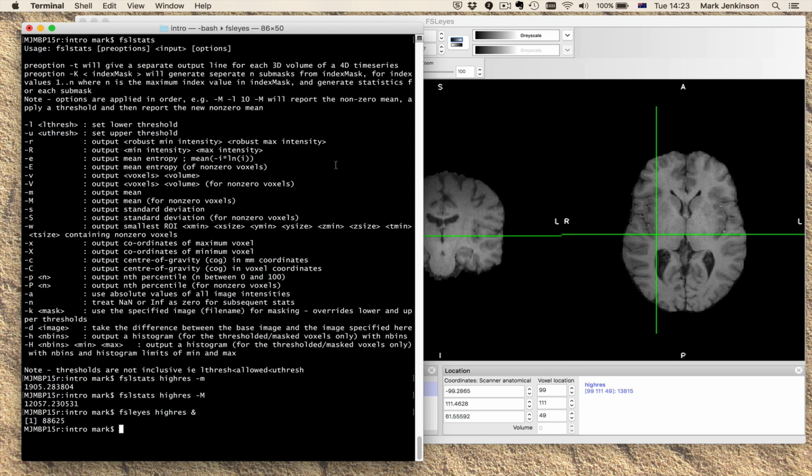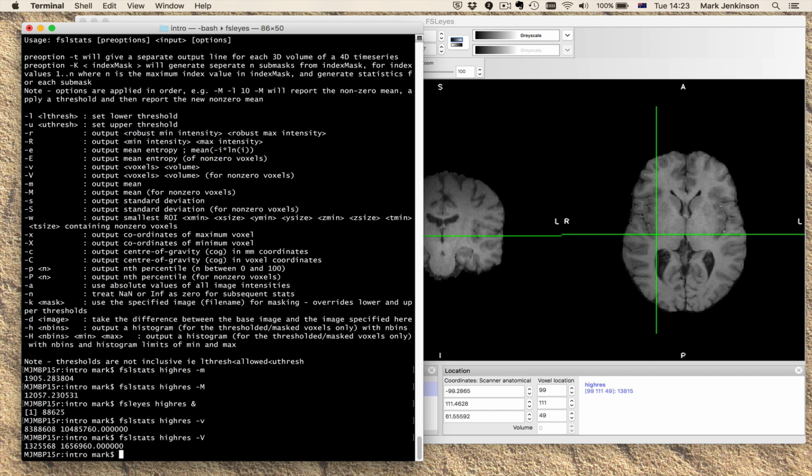In a similar way, you can also calculate the volume of an image. So I could do fslstats, the image, minus little v, or capital V.